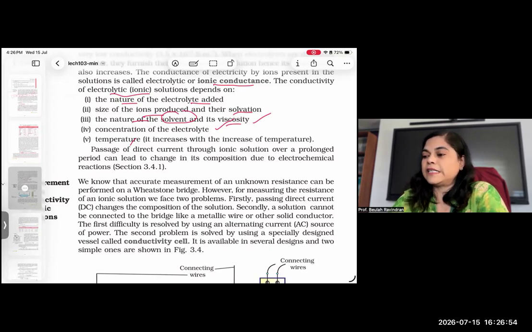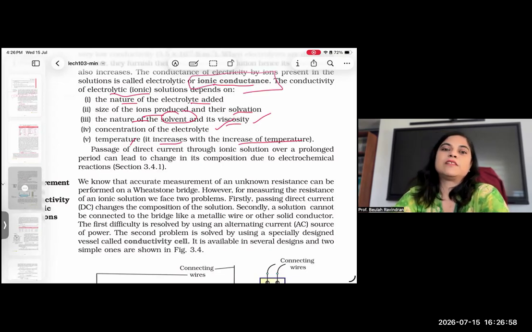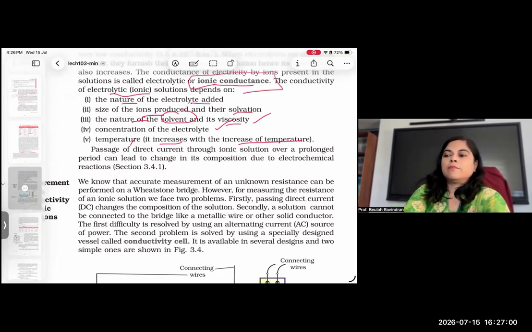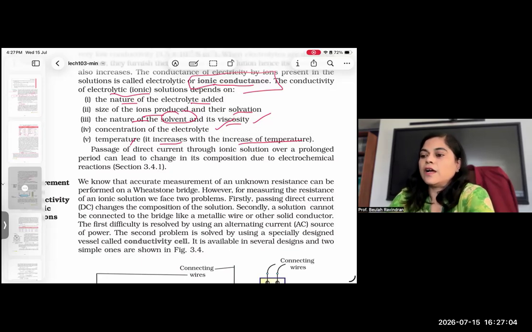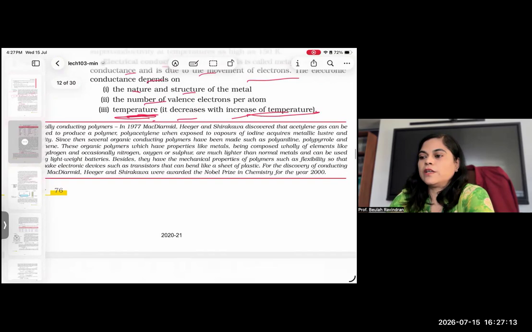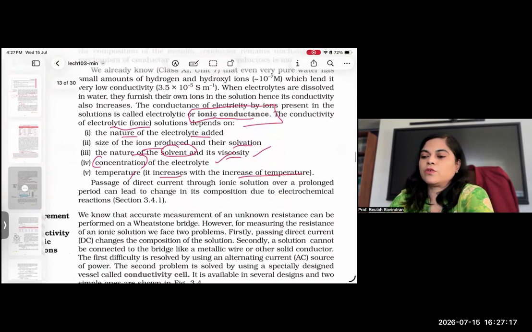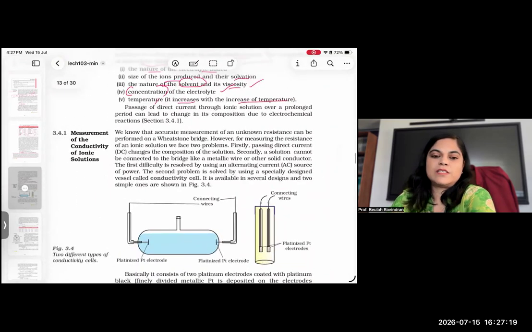If temperature increases, the ionic conductance also increases. This is the major difference you can compare between electrical conductance and ionic conductance. And one more point you must look into: the concentration of the electrolyte is also very important. In electrical conductance, it depends only upon the nature and structure of the material, but here concentration is also involved. So these are all the major differences you must know.